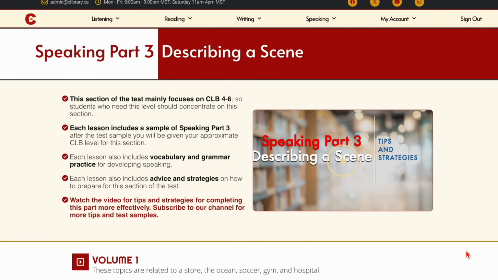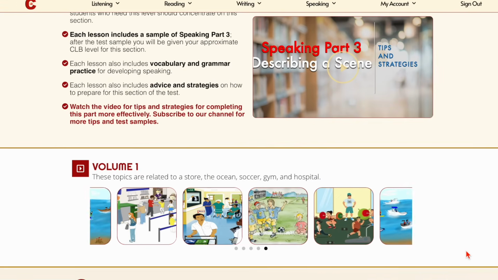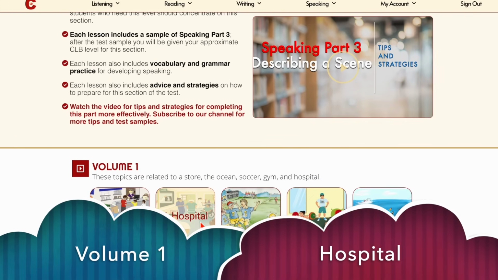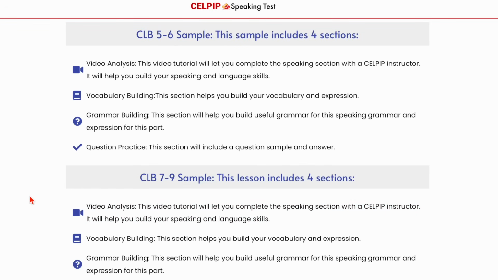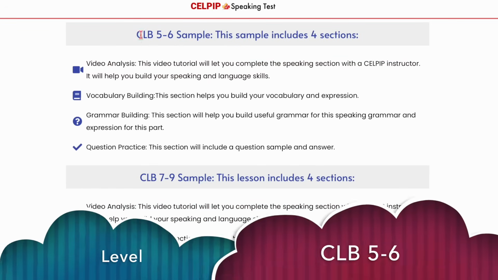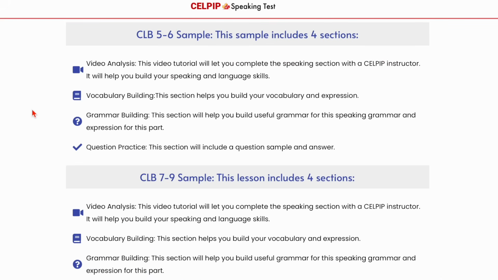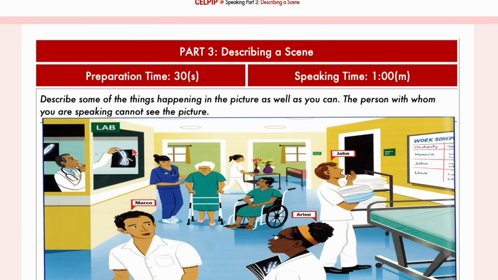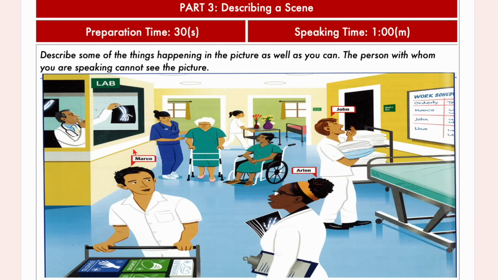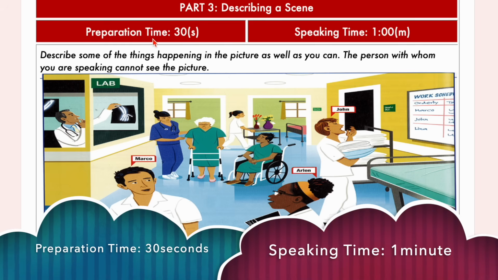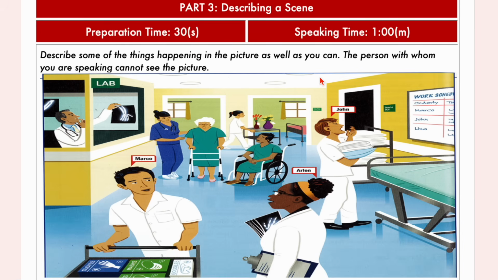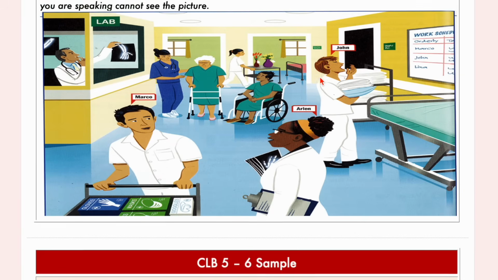So then, let's look at today's sample. Volume 1, a hospital. And this will be a CLB 5-6 sample, okay? So here we are, part 3, describing a scene. Preparation time 30 seconds, speaking time 1 minute. Okay, looks very interesting. All right, everyone, let's get started.